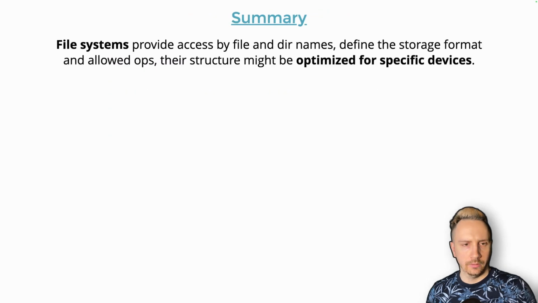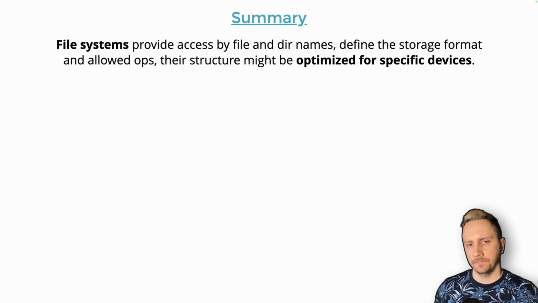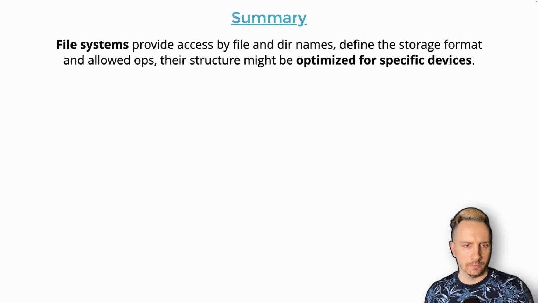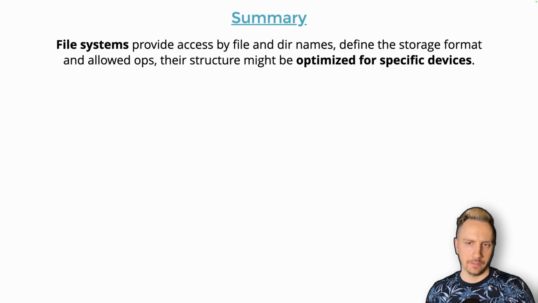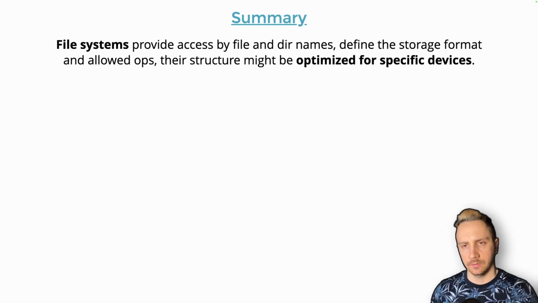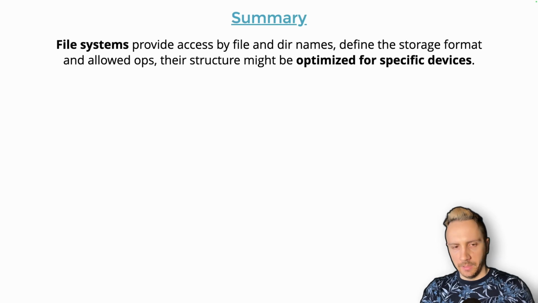This is all for today. Let's summarize what we have learned. Firstly, file systems provide access by file and directory names. They define storage format, literally how to organize the bytes, allowed operations, and their structure might be optimized for specific devices. Different file systems might be suitable for different physical layout, physical implementation of the storage devices.